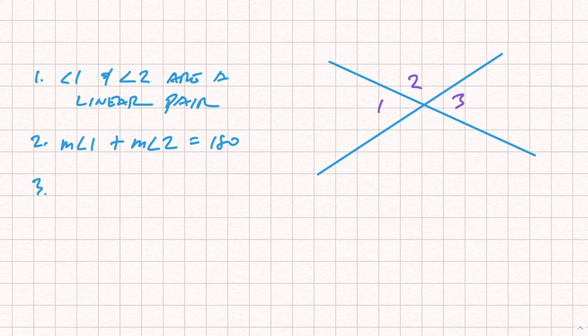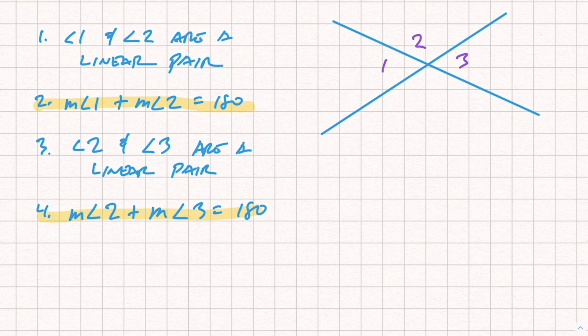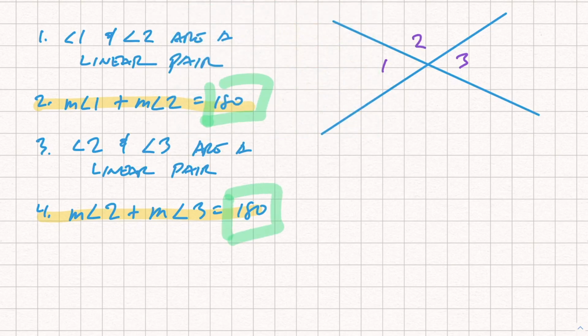Okay, 3. Angle 2 and angle 3 are also a linear pair. That's seen from the diagram as well. And if they're a linear pair, they're supplementary. They also equal 180 degrees. The measure of angle 2 plus the measure of angle 3 equals 180 degrees. Okay, so now we have these two statements right here. Here and right here. And this is where a little bit more algebra comes into play, because if you notice, they both equal 180 degrees.